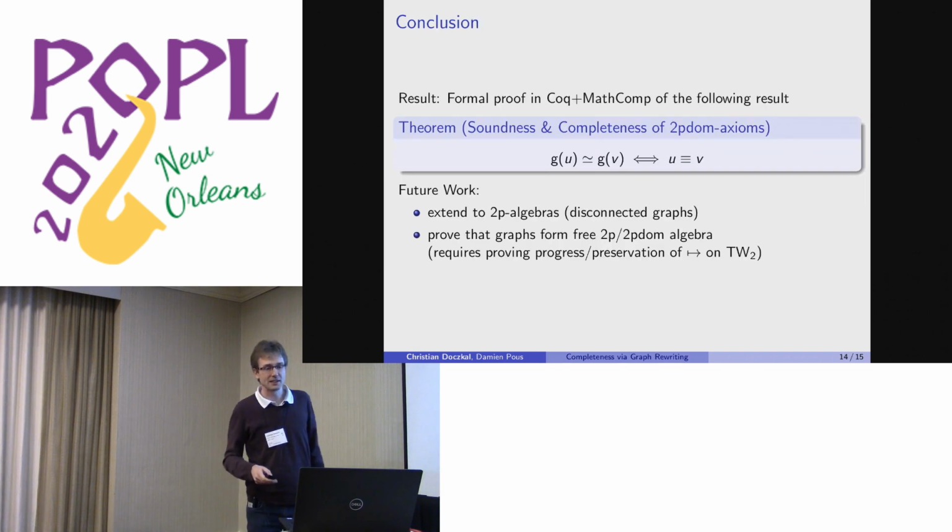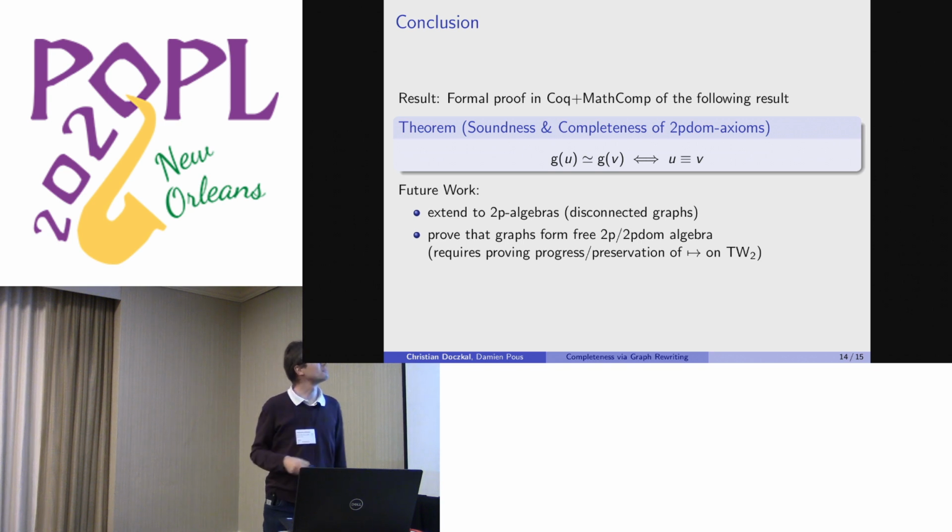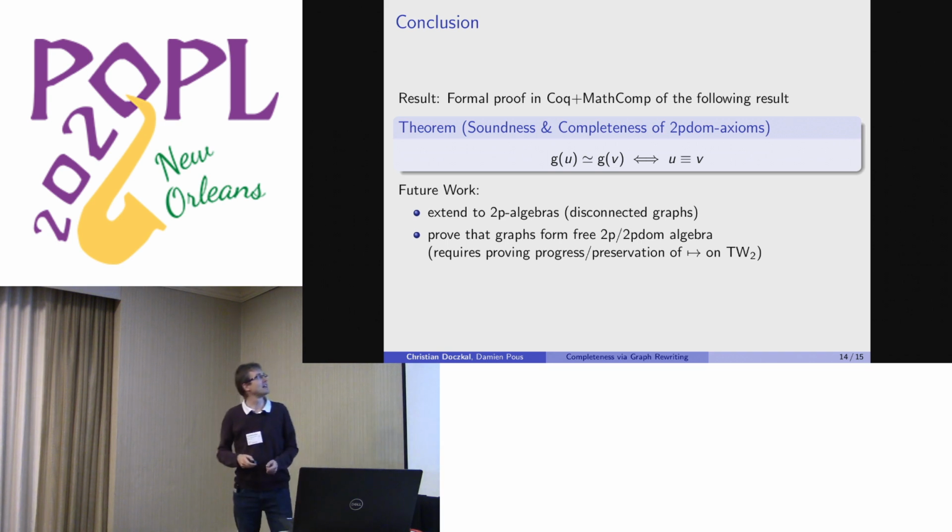Okay, so to wrap up, the result we formalized in Coq with MathComp is soundness and completeness of these 2p-DOM algebras. And if you've paid attention, you notice that the term language I showed you can only describe connected graphs, because there was nothing that would introduce a disconnected graph. The result in the 2p algebras I mentioned in the very first paper actually talks about possibly disconnected graphs with a slightly different syntax. This extends very smoothly, and we just haven't formalized it yet. So this is one thing.